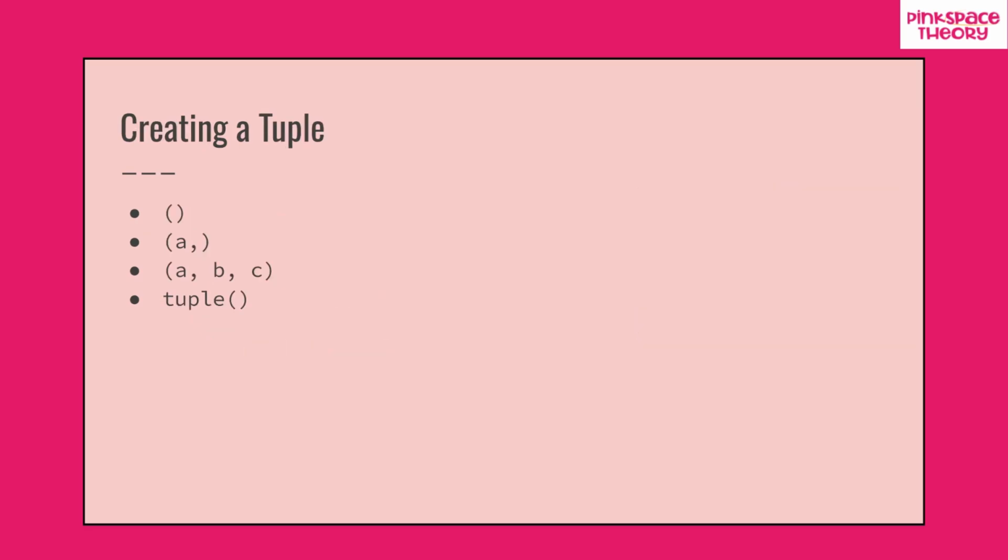Now, just like with lists, there are various ways to create a tuple. Using a pair of parentheses creates an empty tuple. Using a trailing comma creates a singleton tuple, meaning a tuple with just one element. Separating items with commas creates a tuple with multiple elements, and there is the tuple parentheses constructor, which works just like the list constructor.